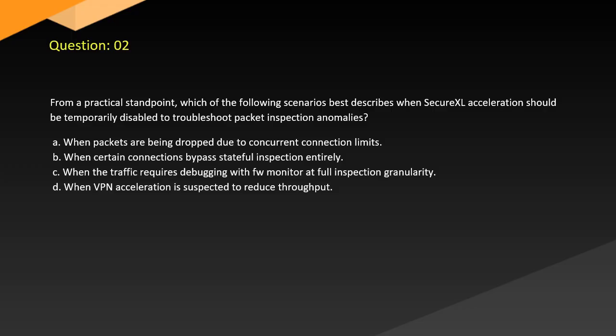A. When packets are being dropped due to concurrent connection limits. B. When certain connections bypass stateful inspection entirely. C. When the traffic requires debugging with fw monitor at full inspection granularity. D. When VPN acceleration is suspected to reduce throughput.